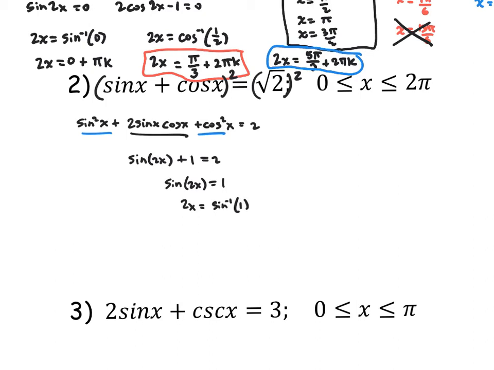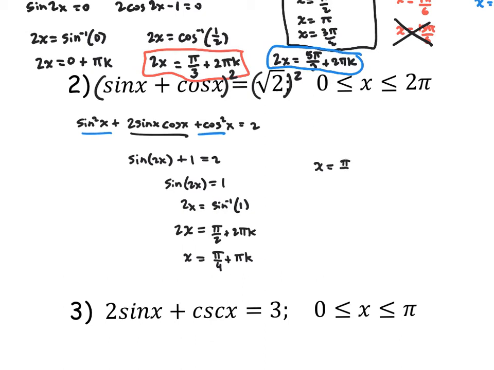I want answers between 0 and 2 pi. So I'm going to take anywhere that the sine is 1. And the only place within 0 to 2 pi that's true is, 2x would equal pi over 2 plus 2 pi k. All right, so then I divide by 2. That gives me pi over 4 plus pi k, and I'm going to go through the steps of 0, 1, and 2, and so on as far as I have to within the restrictions 0 to 2 pi.